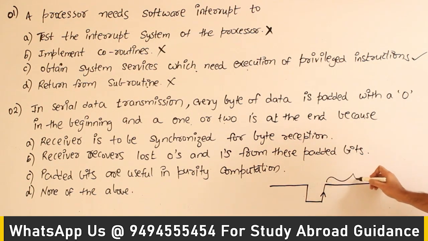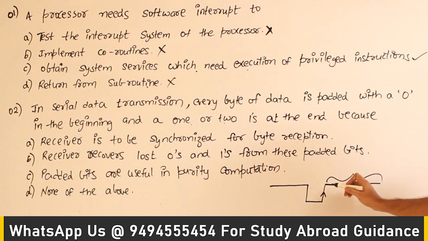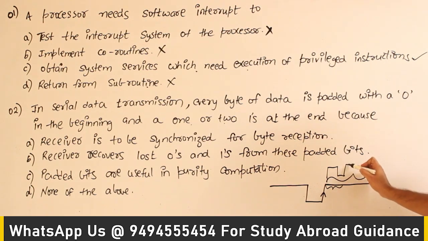Let us say this is 1 byte of data. There may be ones or zeros, I didn't denote that. Exactly at this point the receiver is going to synchronize its clock like this, right? So from here to here it indicates 1 bit, and again from here to here it indicates the second bit, right?